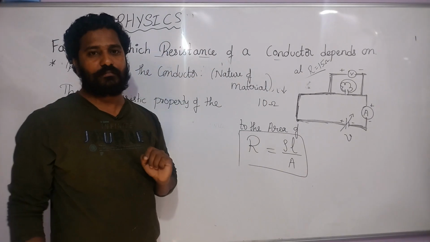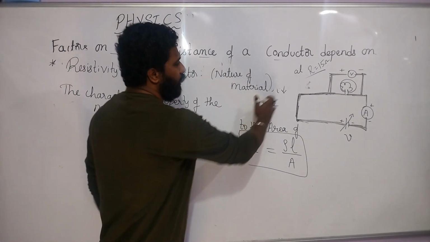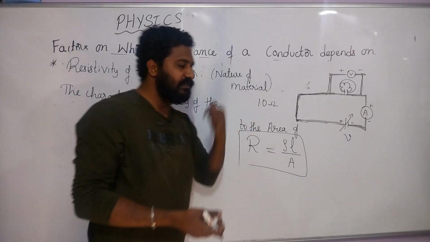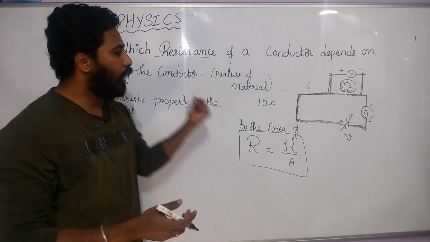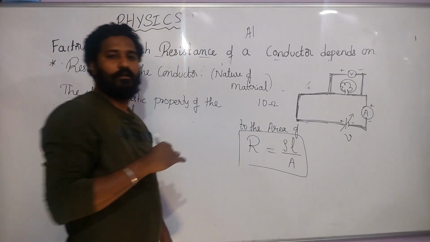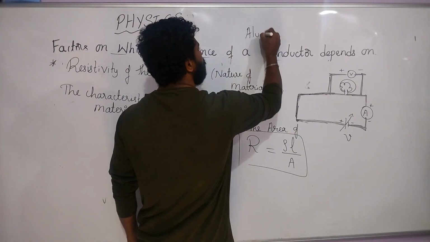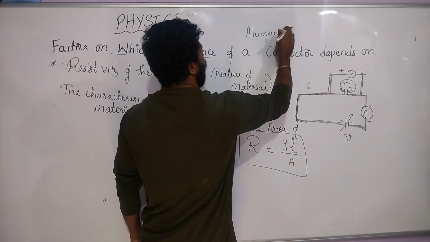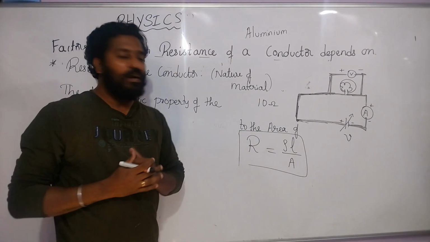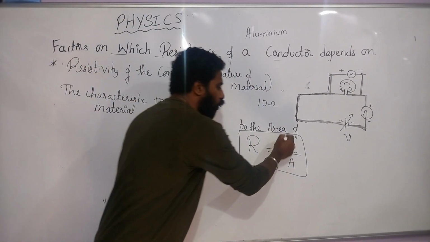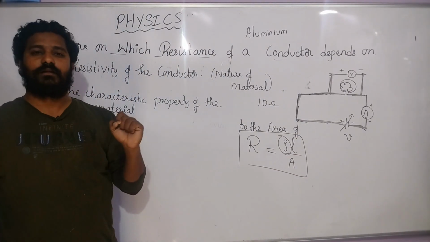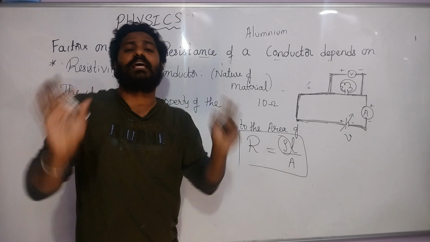Nature of the material. Suppose I have used a thick wire and now the resistance is 10 ohm. Now imagine that I have used an aluminium wire. You know aluminium, right? Aluminium is a metal, and a good conductor. So what does resistivity mean? This rho, resistivity, means the characteristic property of the material. It is the property of the material only.